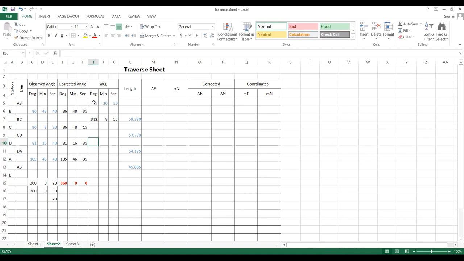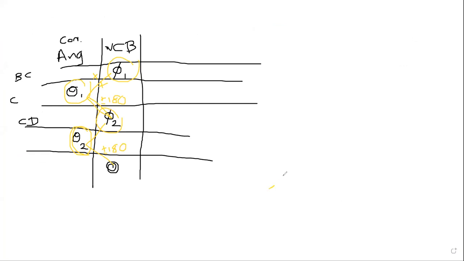When you calculate BC, that is 45, 20, 20 plus 86, 48, 35 plus 180, it will come as 312, 855. Now imagine it: you have a bearing of 45. 45 means the line goes like this. So this is the BC line at 45. Then 86 means almost 90, so the CD line goes this way. When you calculate the bearing, it would be in the fourth quadrant, more than 270, so 312 would be okay.